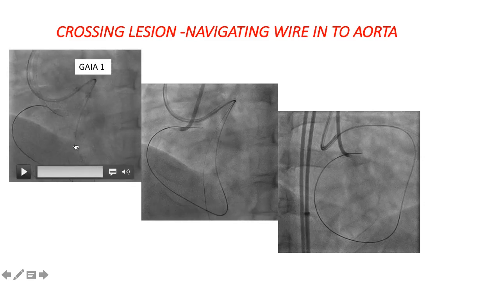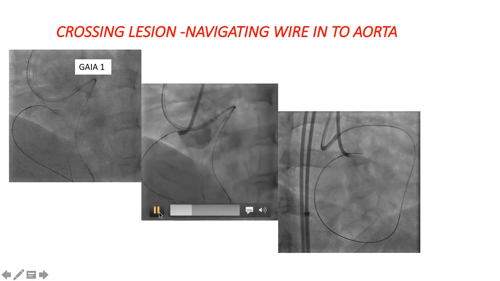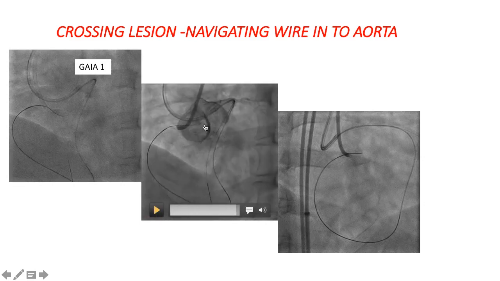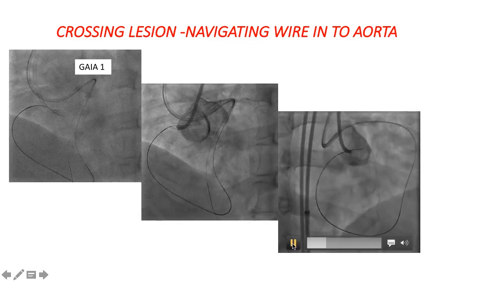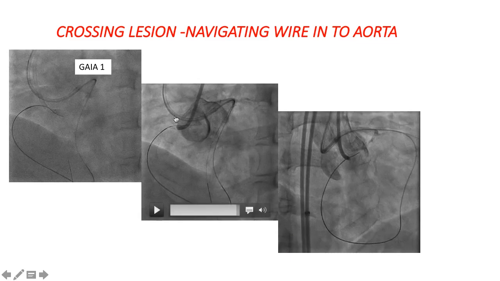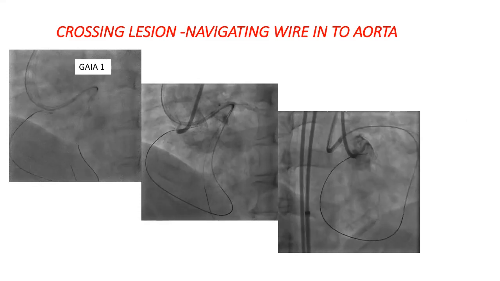Here we can see the movement of the wire with the systole, which indicates the wire is in the aorta. So I took two injections in orthogonal views to confirm the wire position in the aorta. In two orthogonal views, the wire is looking like in the aorta, so that confirms aortic position of the wire.